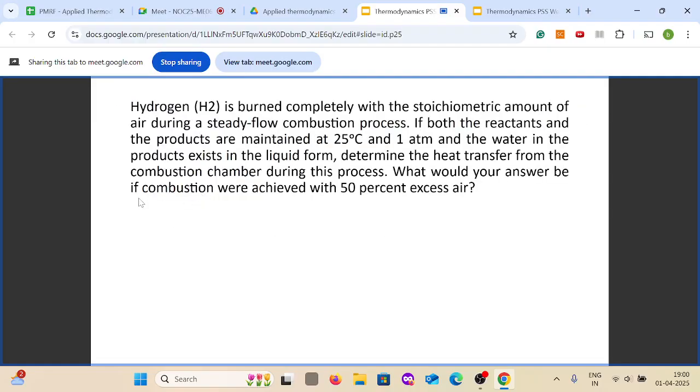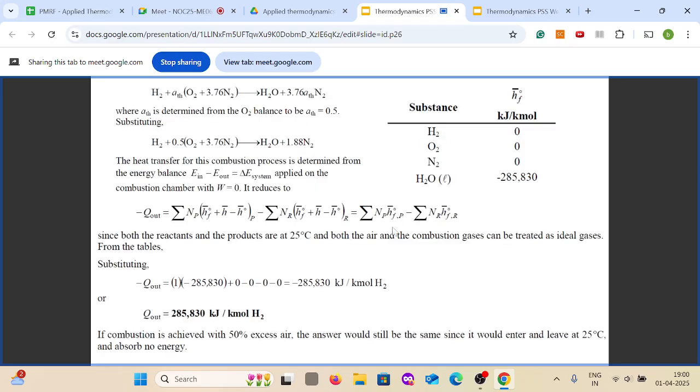So what would the answer be if combustion was achieved at 50% excess air? In that case, how much heat transfer will happen? Since the product is coming out at 25 degrees Celsius even though excess air is used, whatever energy would have been absorbed by the excess air will be released when it is brought back to 25 degrees Celsius. So your heat transfer will remain the same. It will not vary. It will vary only when your product is at a different temperature.